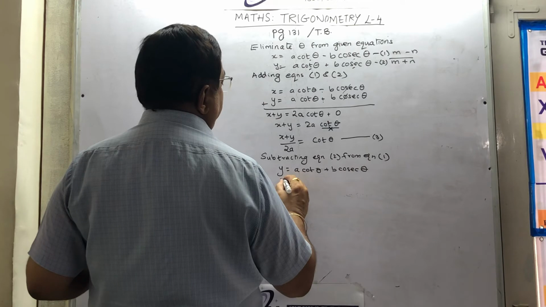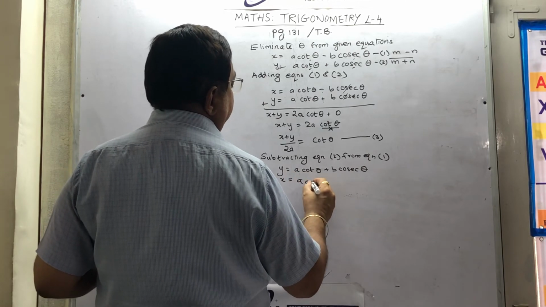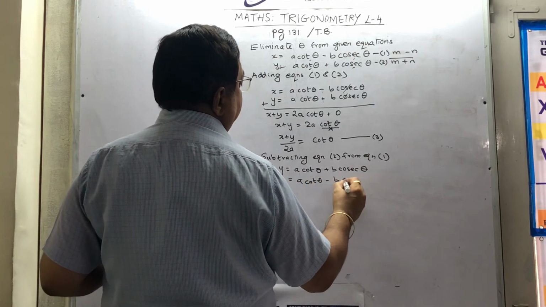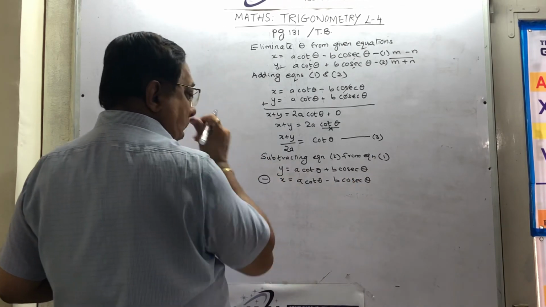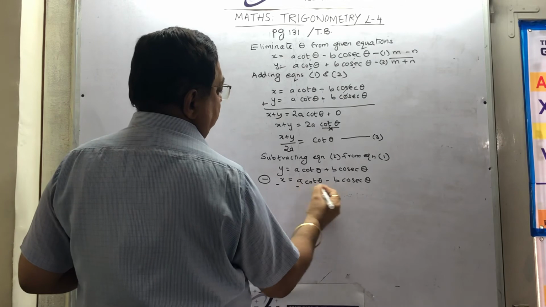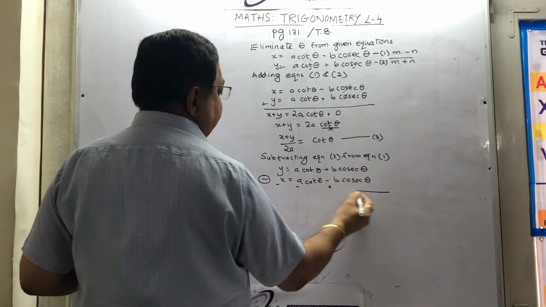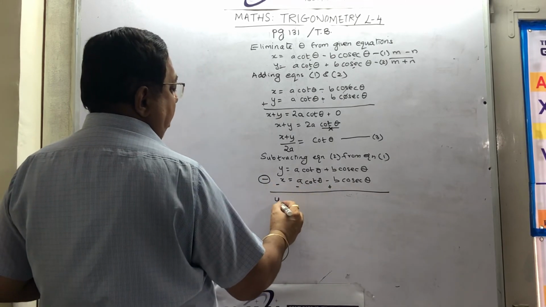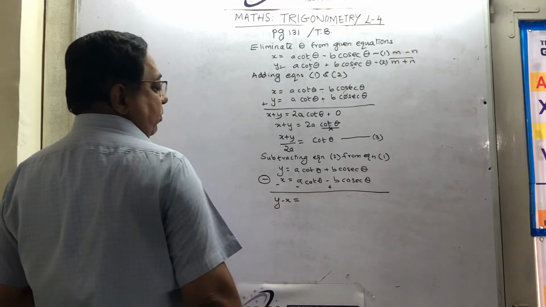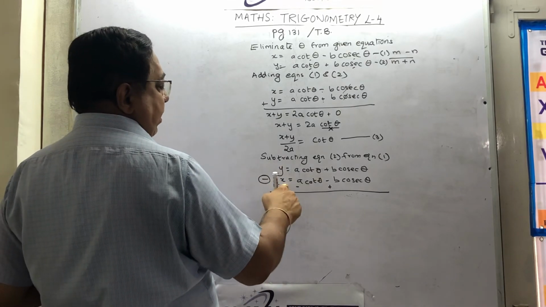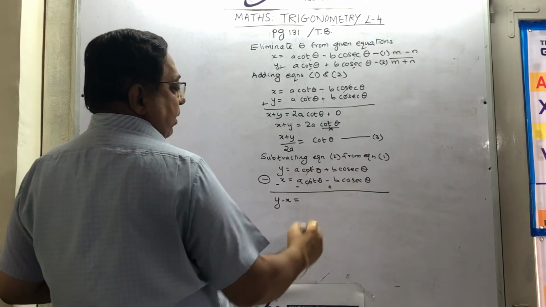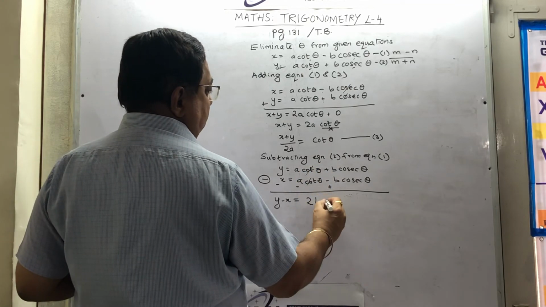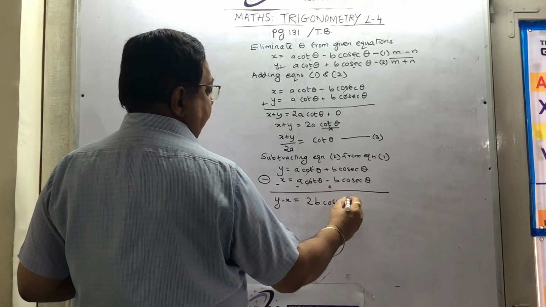I will write equation 1 afterwards. I will subtract. So plus will become minus, and minus will become plus, and then I add. y minus x is equal to y, subtracting x from it. This and this will become opposite, so they will cancel, and I will get 2b cosec theta.